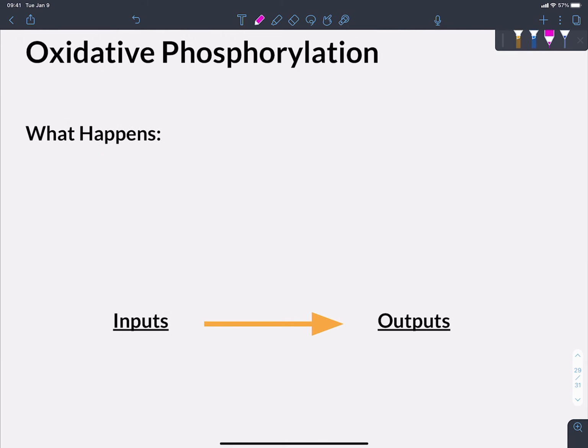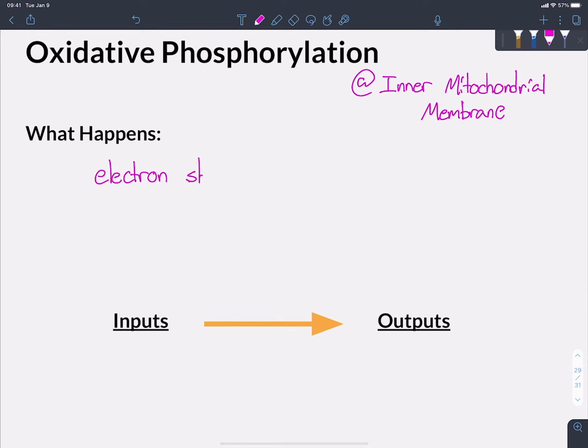We're going to get most of that ATP in the final step, oxidative phosphorylation at the inner mitochondrial membrane. What's going to happen in oxidative phosphorylation is that all the electron shuttles that we produced are going to release their electrons, and those electrons are going to be used to produce ATP. So electron shuttles release electrons, and those electrons are used to produce ATP.